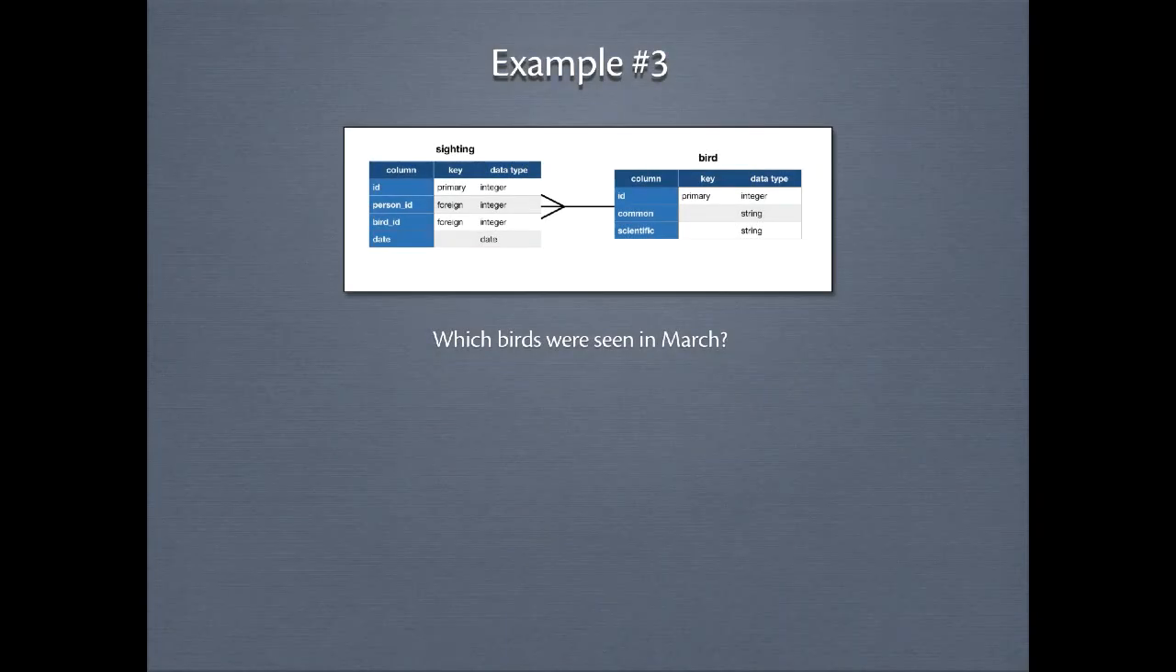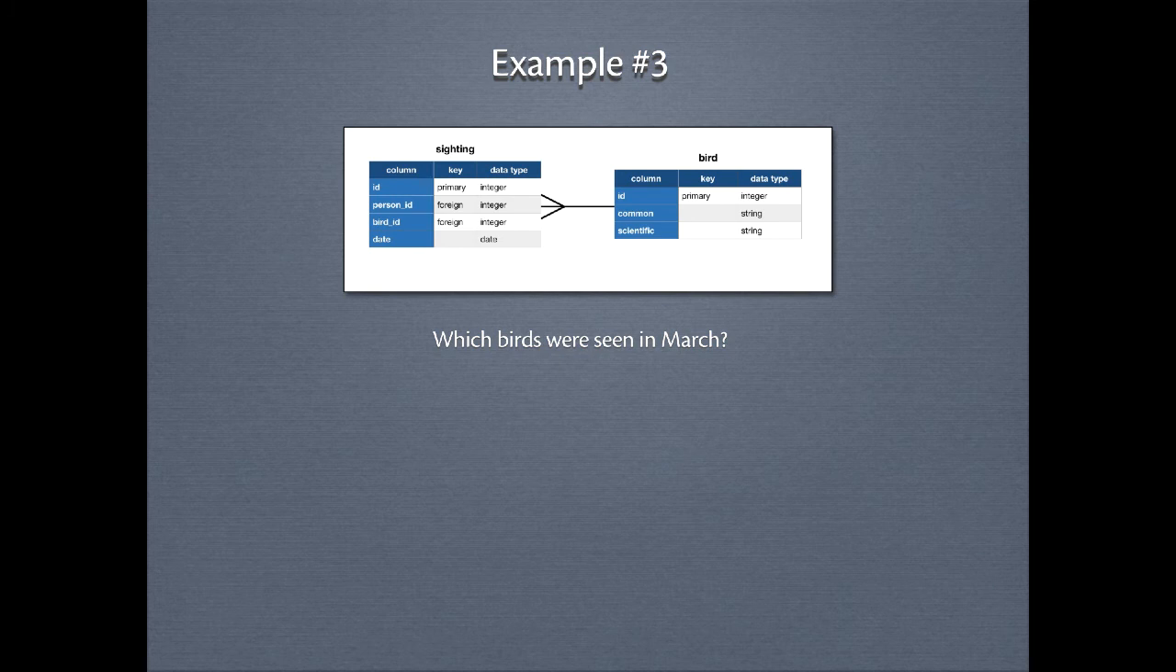All right, another example. Let's find out which birds happened to be seen in the month of March. We don't care which year, just in March. Maybe we're tracking migration. Who knows? So in this case, we also need only two tables. In this example, I don't need to know the people who saw those birds. I just want to know the birds who were seen and in March.